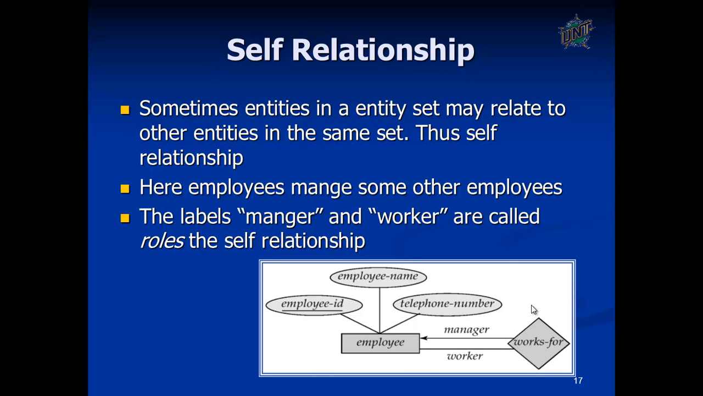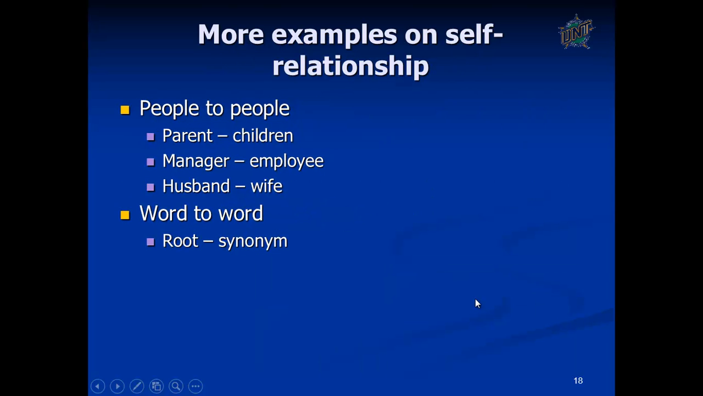Next is self-relationship. Sometimes the entities in the entity set may relate to other entities of the same set, and thus it is a self-relationship. For example, in this diagram, the employees manage some other employees. Then the labels manager and worker are called roles of the self-relationship. Some more examples of self-relationship are parent and children, manager and employee, husband and wife, and word to word is root and synonym.